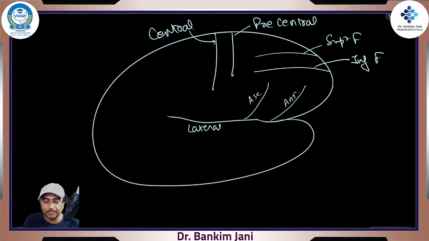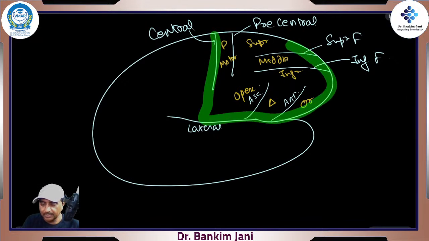So this one would be the primary motor cortex or the precentral gyrus, right? This one is the superior frontal gyrus, this one would be the middle frontal gyrus, this one would be the inferior frontal gyrus, and this is the orbital part, this one is the triangular part, and this posterior one would be the opercular part. This entire thing is the frontal lobe, right? Frontal lobe.